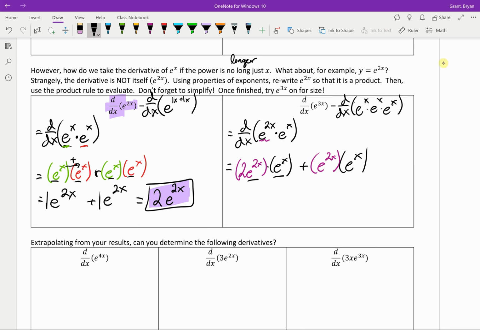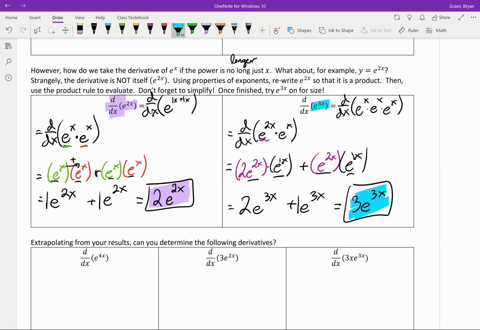Well, e to the 2x is multiplying by e to the 1x, so add the exponents, keep the coefficient hanging out. 2x plus 1x is 3x. Same base, so add the exponents. 2 plus 1 is 3. Can we combine these? Well, I think we can. We have 2 of them plus 1 more. I think that gives me 3e to the 3x. So this one right here is 3e to the 3x.